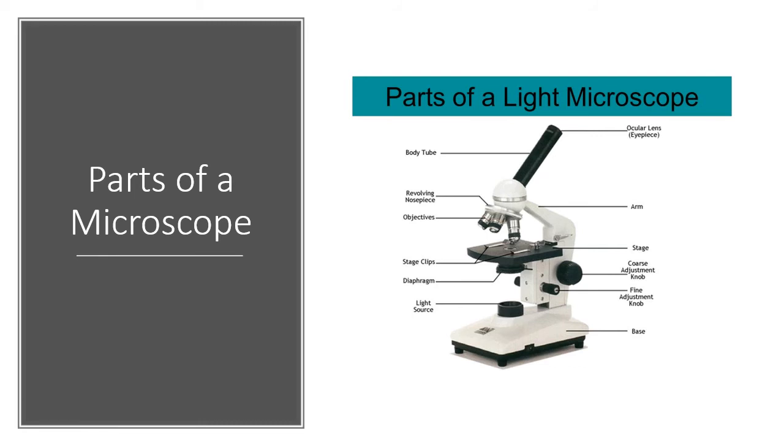And so you can use the coarse adjustment knob to adjust your microscope. But when you're working with these higher power objectives, like 100x, that lens is very, very close to the stage. I mean, it is very close to the slide. So you cannot use the coarse adjustment knob.